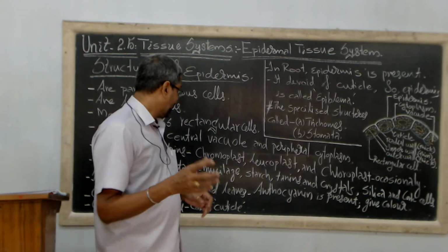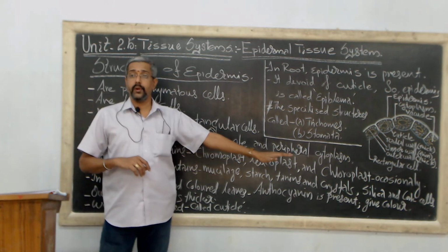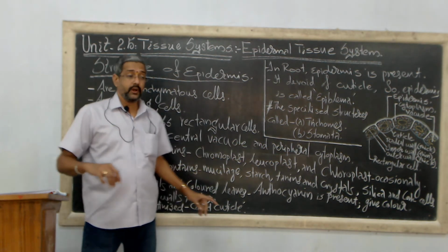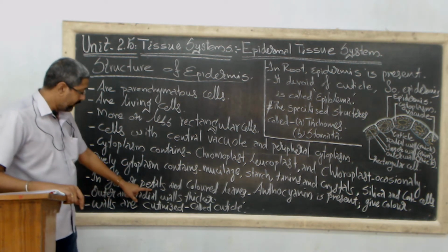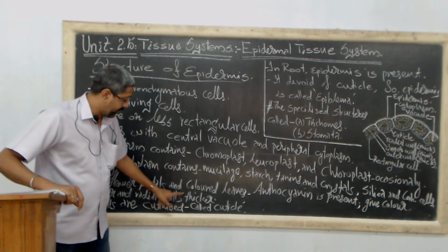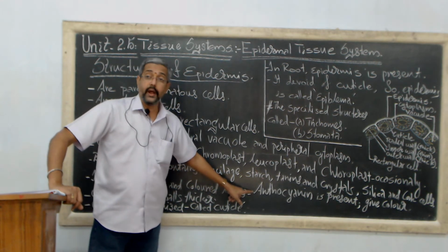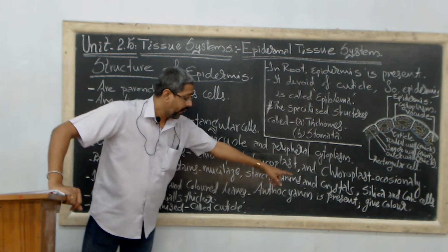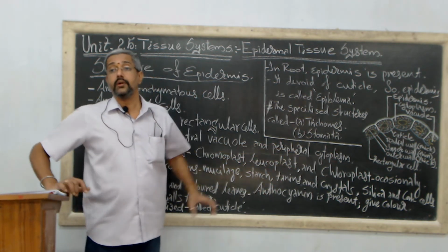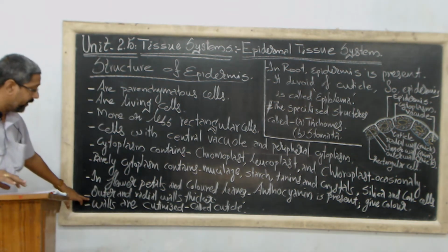The anthocyanin is present and gives the color to the parts of the plant body. So, apart from chromoplast, leucoplast or chloroplast in some species, in flower petals and colored leaves, it is because the epidermal cells contain anthocyanin, which gives the color to the plant part. Okay, and the outer and the radial walls.